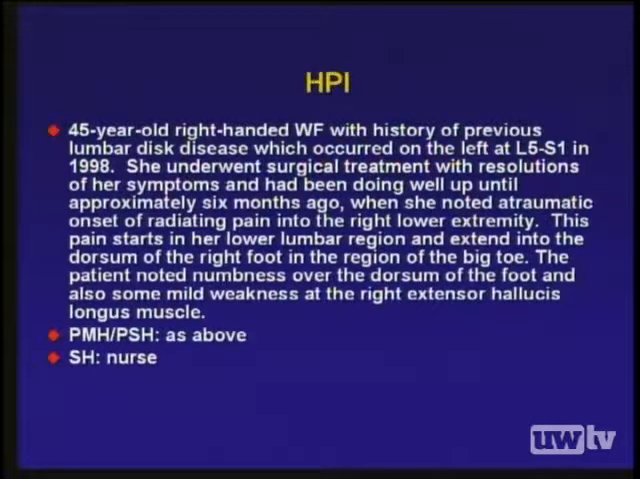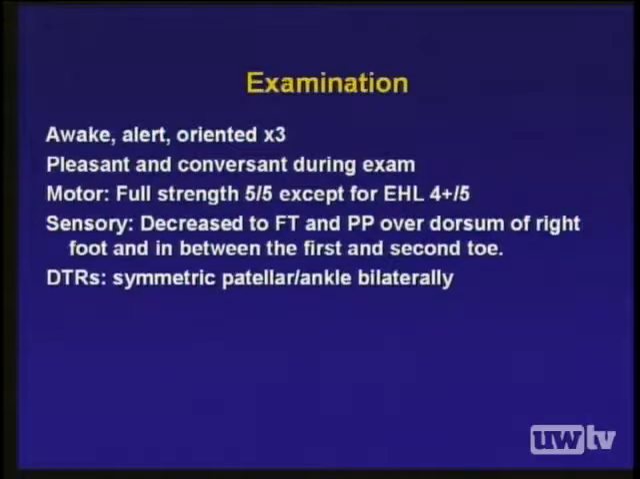You have a 45-year-old woman, history of lumbar disc problem, a left L5-S1. She's had surgical treatment, resolution of her pain. But then, unfortunately, 6 months later, she began to have, again, this atraumatic, radiating pain down the right lower extremity. Starts in the low back, goes over to the dorsum of the foot and the region of the big toe. So that sounds like L5. She also has a little bit of mild extensor hallucis longus weakness, and that's also L5. On basic history and examination, motor function, she did have a slight weakness of her EHL, and sensory decrease over to the dorsum of the foot to fine touch as well as pinprick.